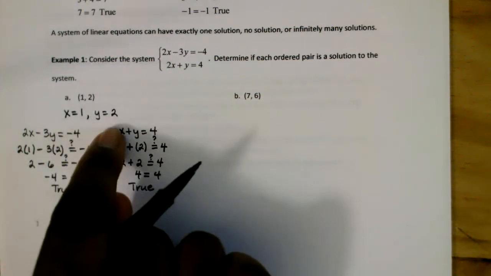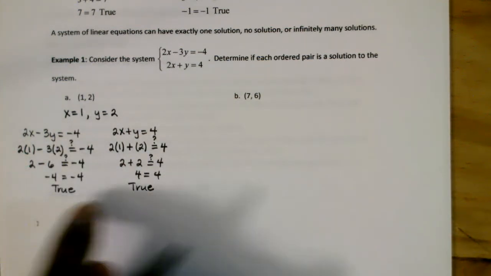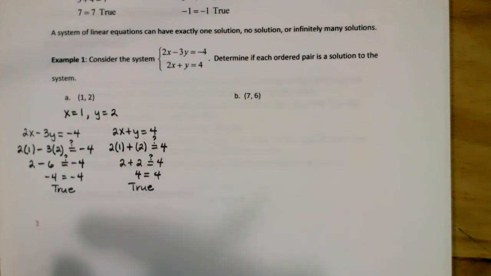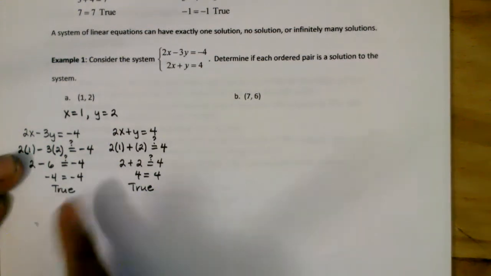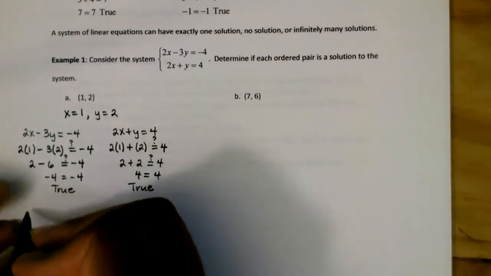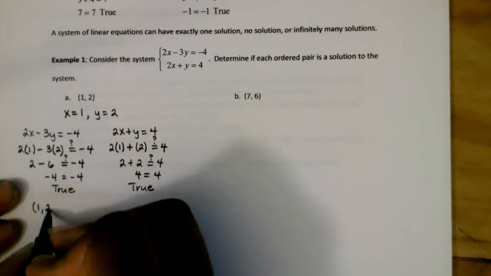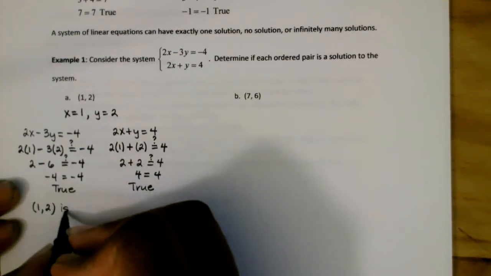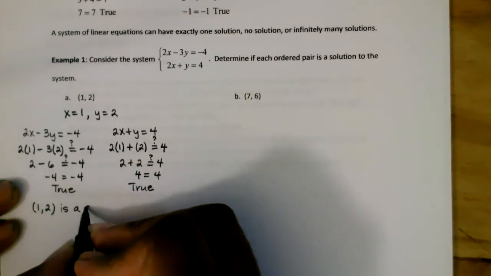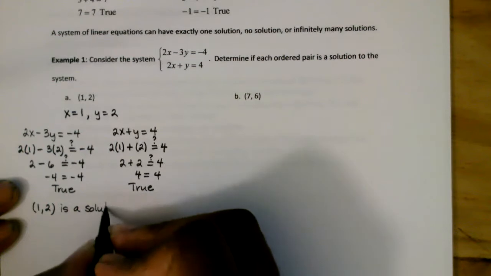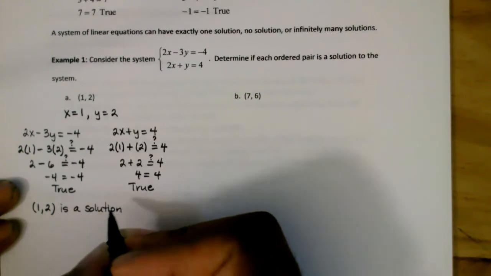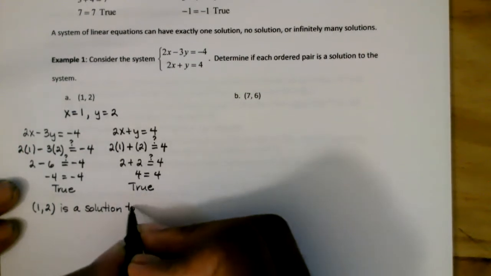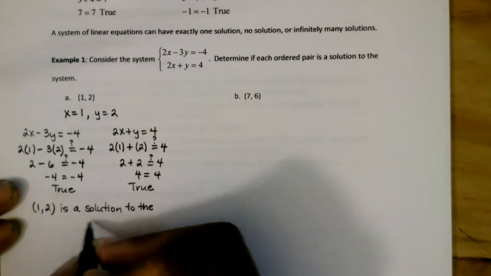So I know the ordered pair 1, 2 is true for both equations. That means that it is true for the entire system. So I can say that the ordered pair 1, 2 is a solution. Well, as a matter of fact, it is the solution to the system.